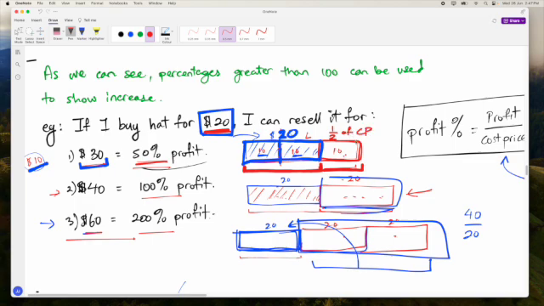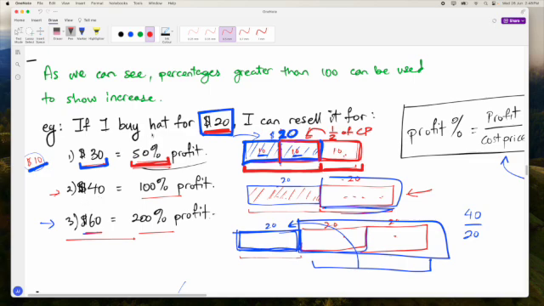That is what you made here. You made half of the cost price. And so you made a 50% profit, because this is 50% of that cost price. And so you made 50% profit on the cost price. You made 50% more than what you paid for it.